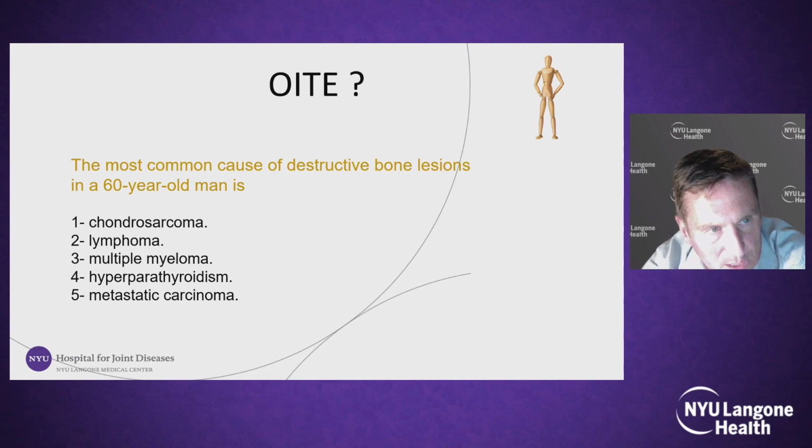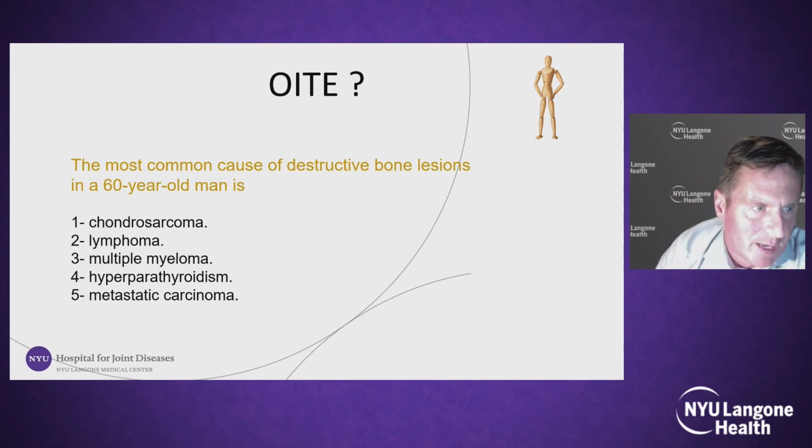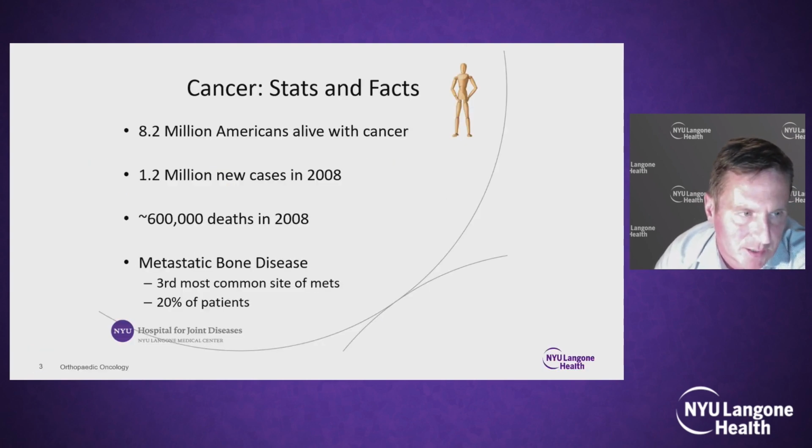What's the most common cause of a destructive bone lesion in a 60-year-old person? And the key word here is destructive. Really, you could change 60-year-old to 40-year-old. So anybody over the age of 40 with a destructive bone lesion, destructive meaning aggressive appearing, the most likely cause of that is metastatic carcinoma, although it could be any of the other foils in this. Statistically anyway, the most common thing is metastatic carcinoma.